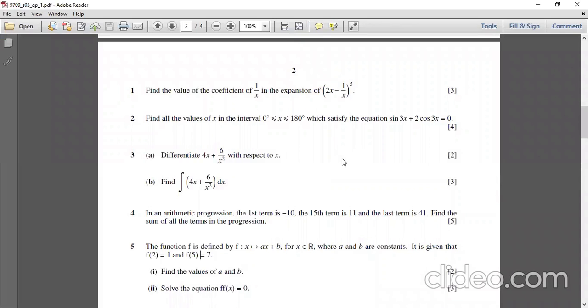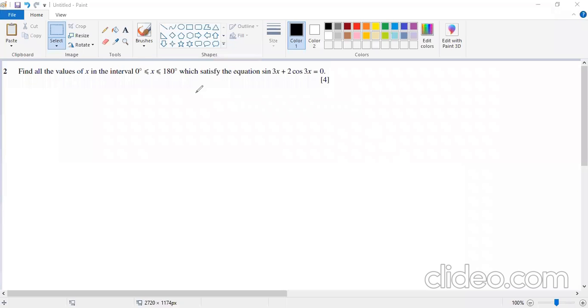Let's begin with question number 2 in this paper. Let's move it to a whiteboard, please, and we shall begin. Okay, so here we have the question. Let's read. Find all the values of x in the interval 0 to 180 which satisfy the equation sine 3x plus 2 cos 3x equals 0.